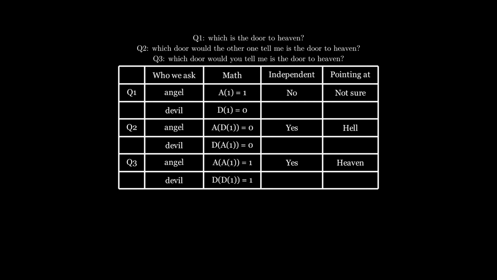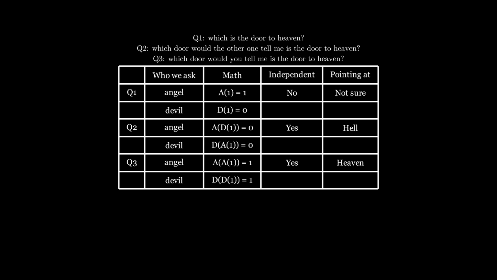The second question we could ask is, which door would the other one tell me is the door to heaven? If we ask that to the angel, then the angel tells you which one the devil would tell you is the door to heaven. And the devil of the door to heaven, or the devil of 1, will be 0, and then the angel of 0 will be 0.